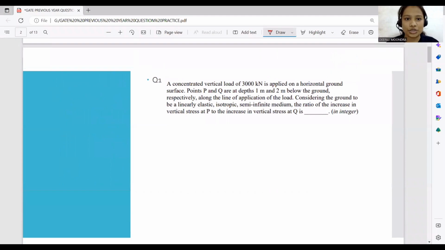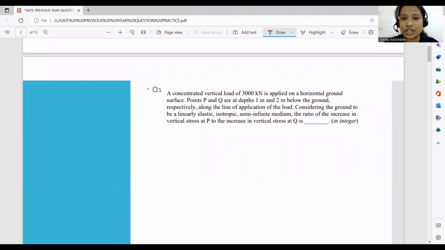So the first question we have here is: a concentrated vertical load of 3000 kilonewton is applied on a horizontal ground surface. The points P and Q are at depths 1 meter and 2 meter below the ground respectively, along the line of application of the load. Considering the ground to be a linearly elastic, isotropic, semi-infinite medium, find the ratio of the increase in the vertical stress at point P to that at Q.